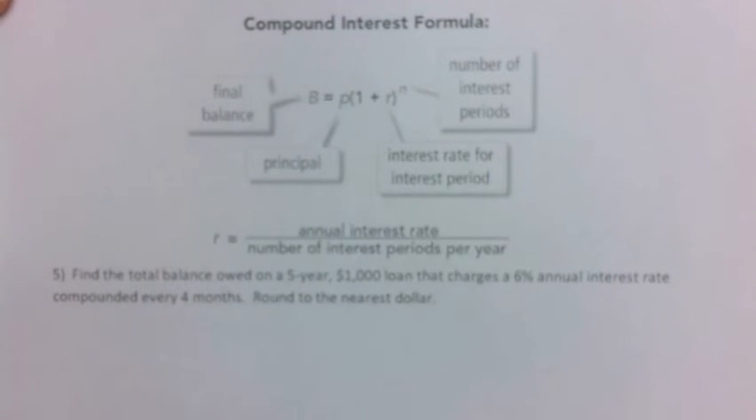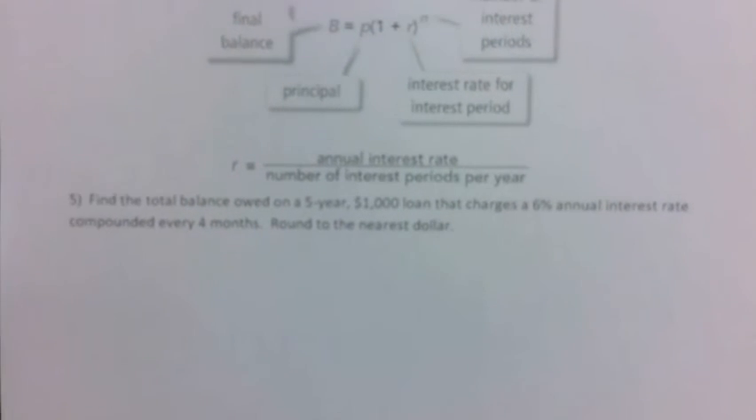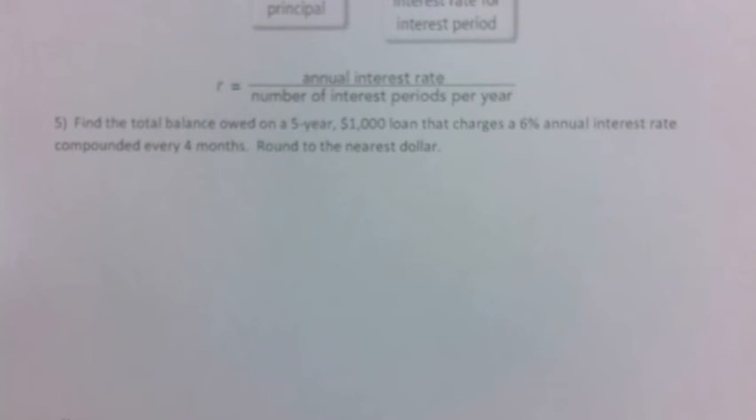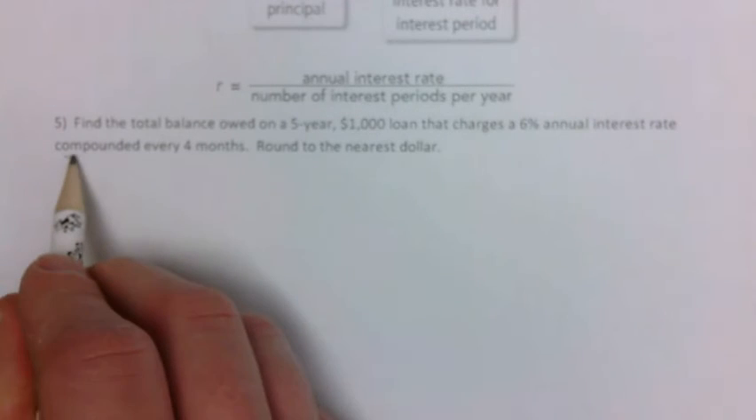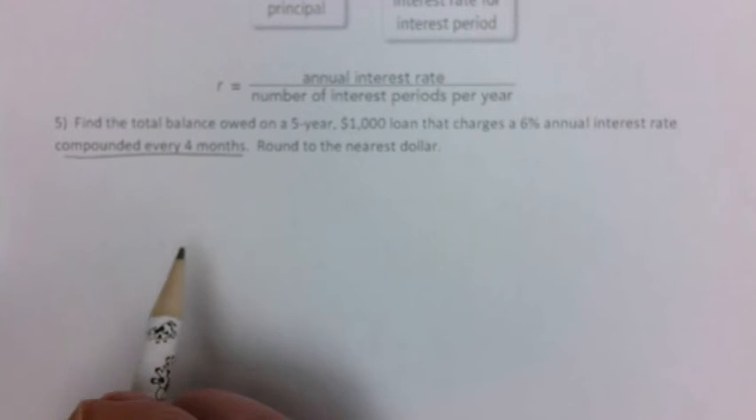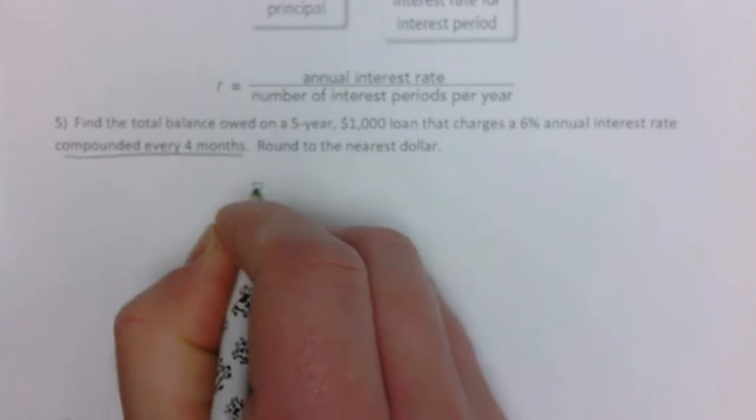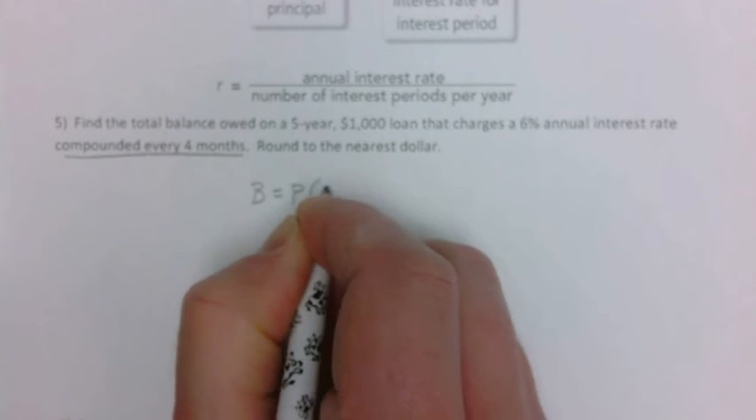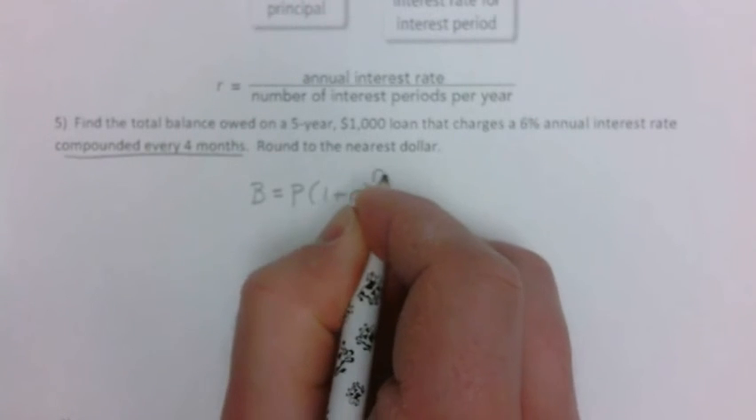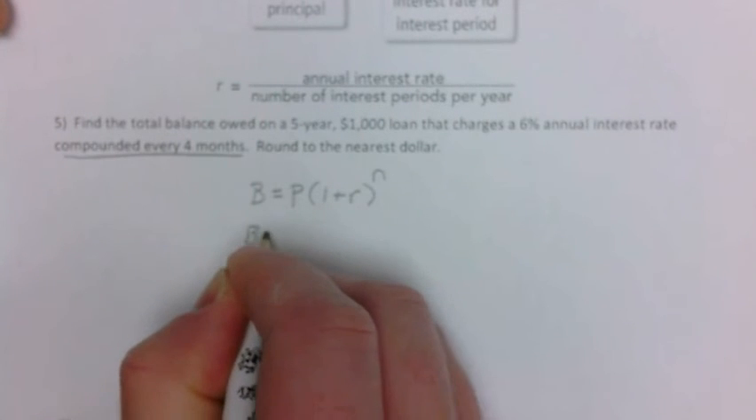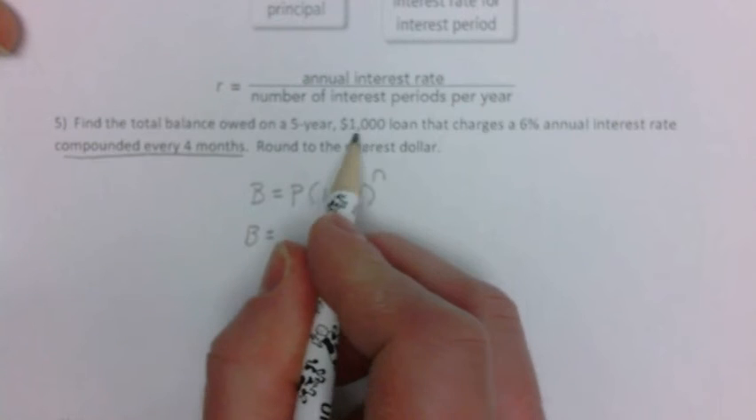Okay, so let's look at this example in number 5, where we're going to compound our interest more than one time in the year. 5 says, find the total balance owed on a 5-year, $1,000 loan that charges a 6% annual interest rate compounded every 4 months. Okay, so they're going to add the interest in every 4 months. We're going to find the account balance to the nearest dollar. So let's set up our equation. B, the balance, equals P, the principal, times 1 plus R raised to the nth power. We are finding the total balance, B, and the principal that we've started with is $1,000.